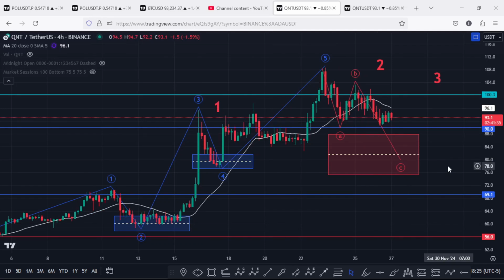QNT at the time of this recording continues to see a bit of a short-term pullback after an aggressive bounce to the upside in a move that peaked above the $108.8. And at the time of this recording, we continue to hold above the 20-day MA, that is above our key area of support above the $90, which is now acting as support for us to continue pushing higher.